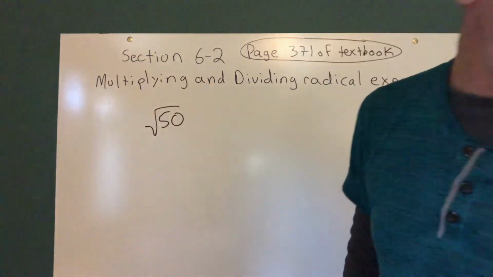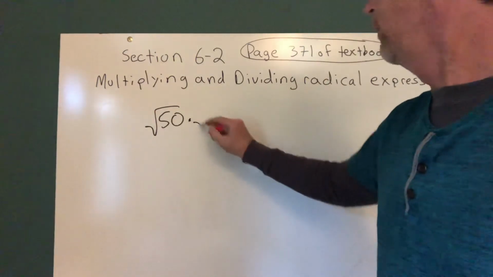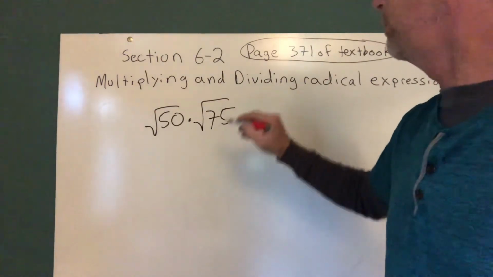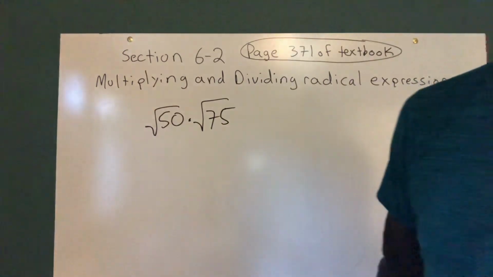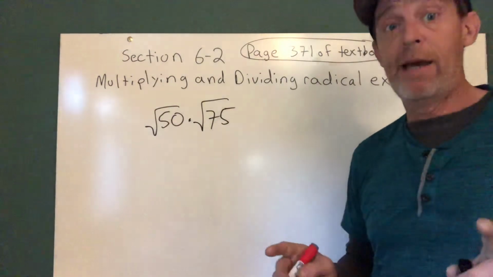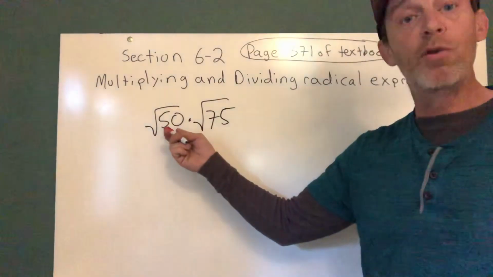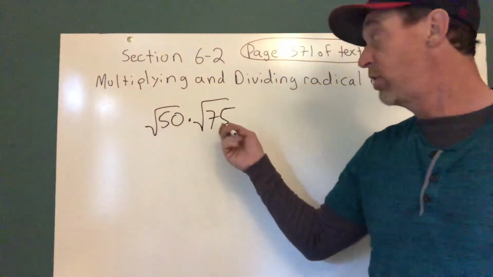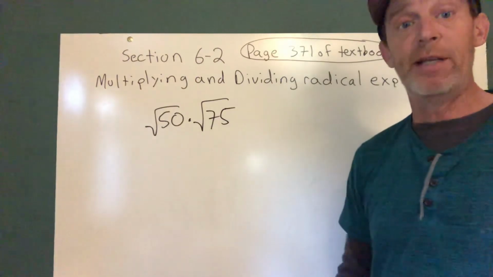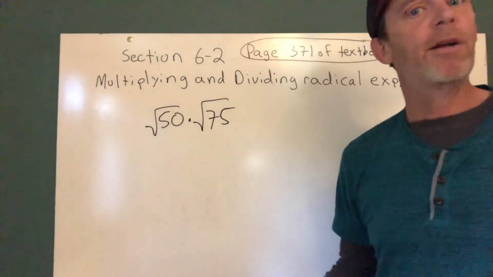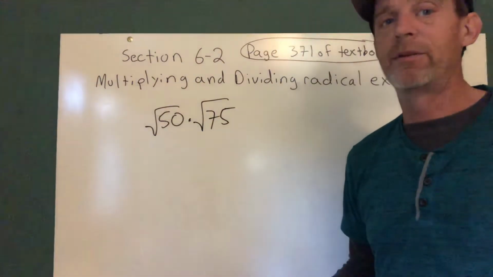The square root of 50, the square root of 75. Now you could pause your video here and try this yourself. This can be broken up with 5's and 2's. This can be broken up with 5's and 3's. So some things will remain under the radical, but some things will come out.